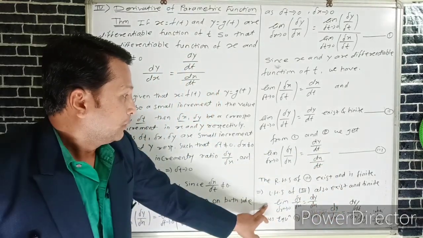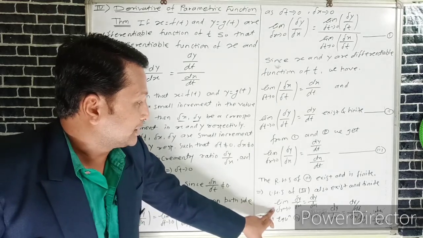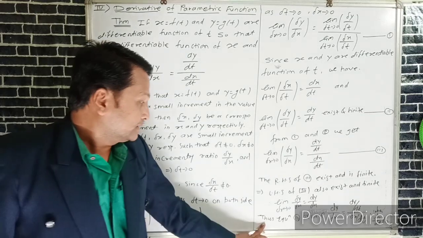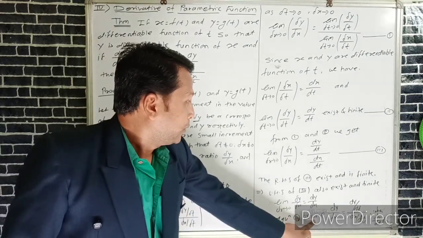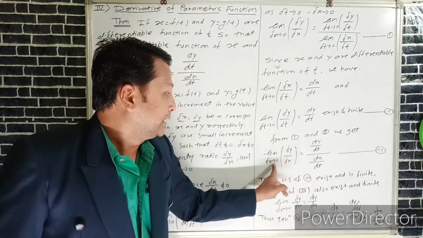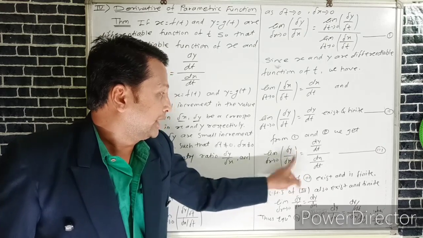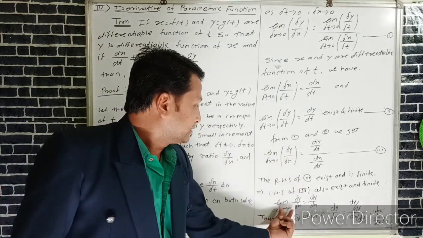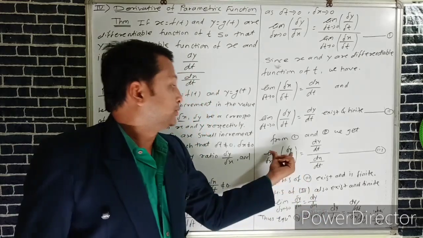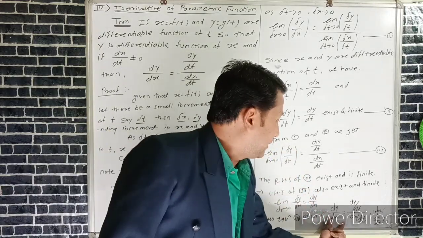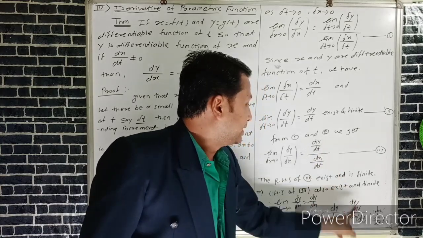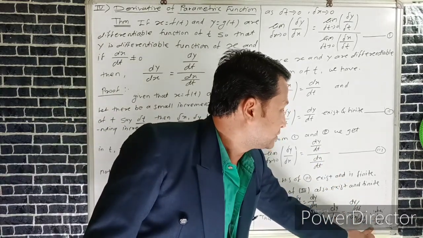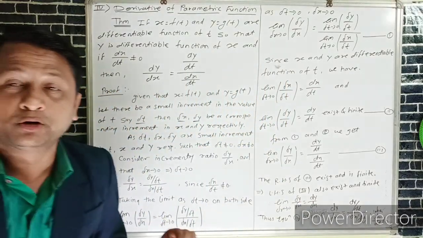And finally, we can write the limit as del x tends to 0 of del y upon del x is equal to dy by dx. Hence the equation 3 becomes: limit del x tends to 0, del y by del x is dy by dx. If we put this value into equation 3, we can write dy upon dx is equal to dy by dt upon dx by dt, hence proved, where dx upon dt is not equal to 0.